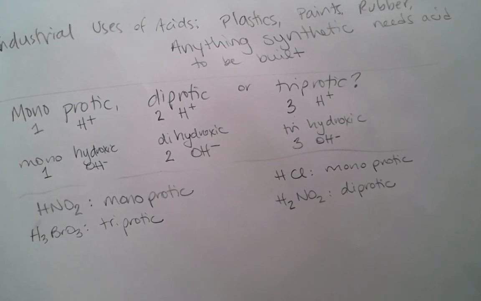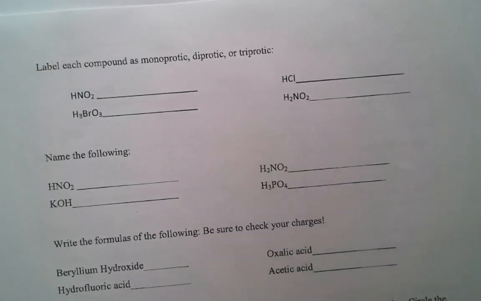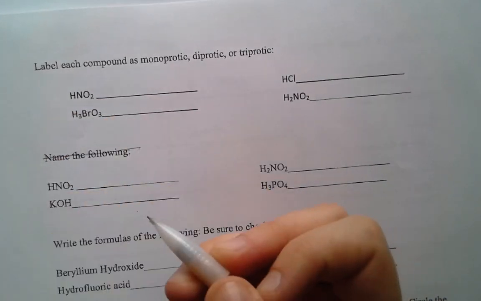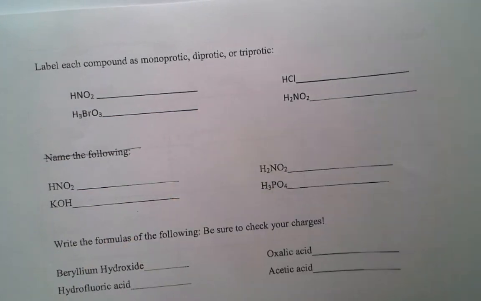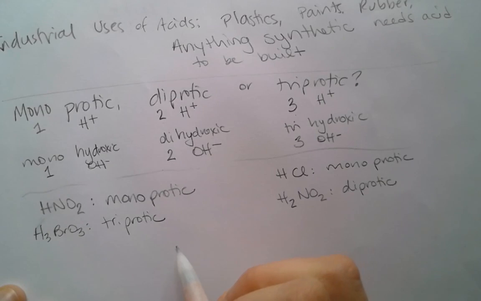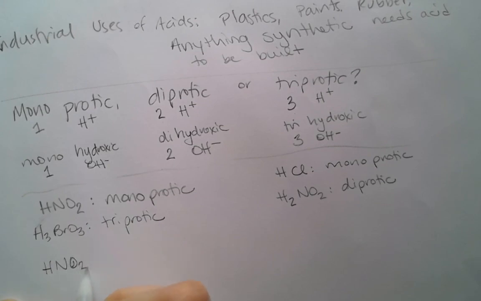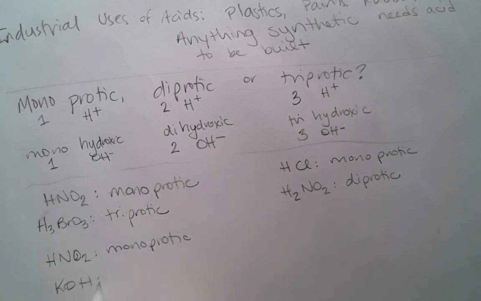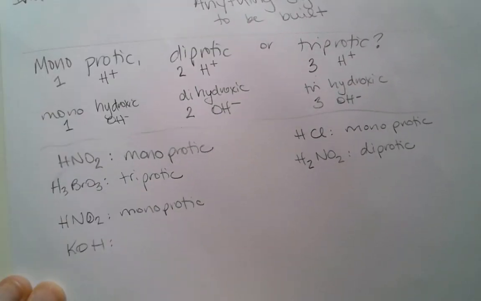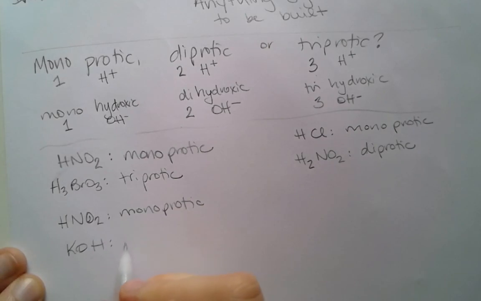If you're on your worksheet, this next section says name the following. Cross that out. We are going to do this mono, di, tri hydroxic thing, or protic. So we're going to do exactly the same thing we were doing with those as well. We've got a replicate copy here. We've got another HNO2, still monoprotic. KOH, now I've got some variety here. KOH does not start with an H. It does end with an OH. Has 1 OH group. Monohydroxic.